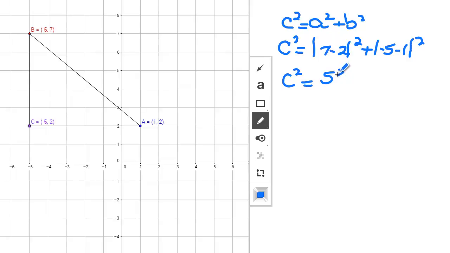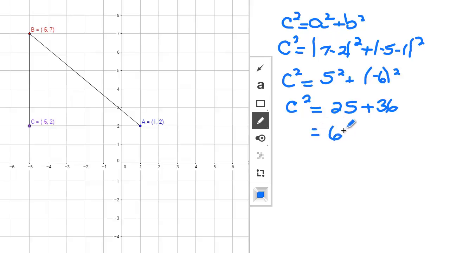squared. We always do what's in the grouping symbols first, plus -5 minus 1 squared. Absolute value of that is 6 squared. So C squared is going to be 25 plus 36, which is equal to 61.